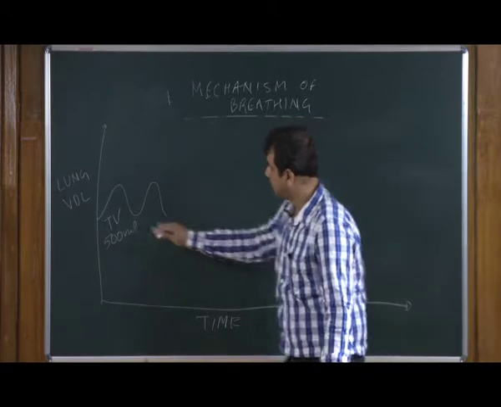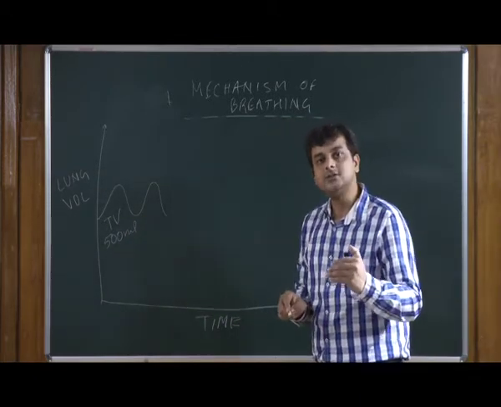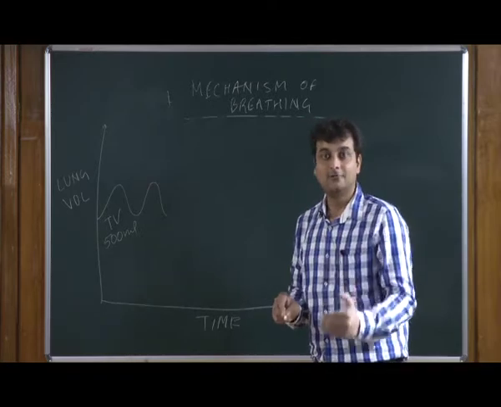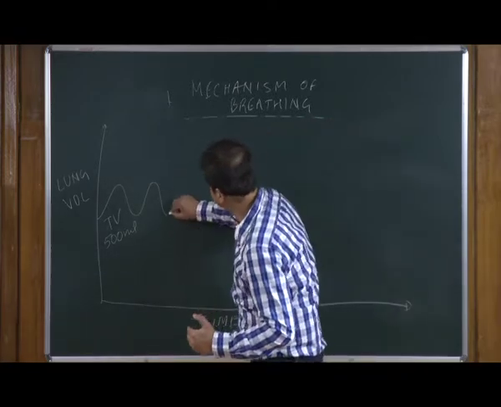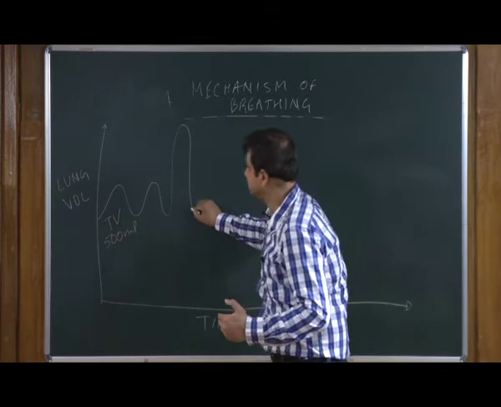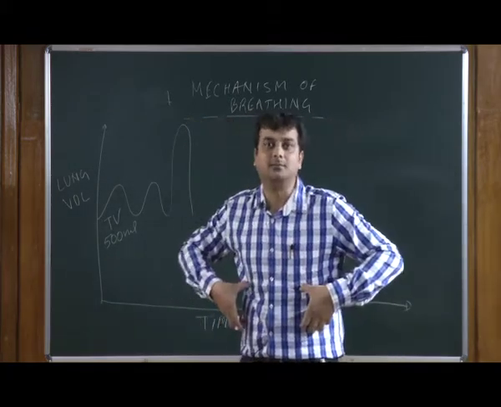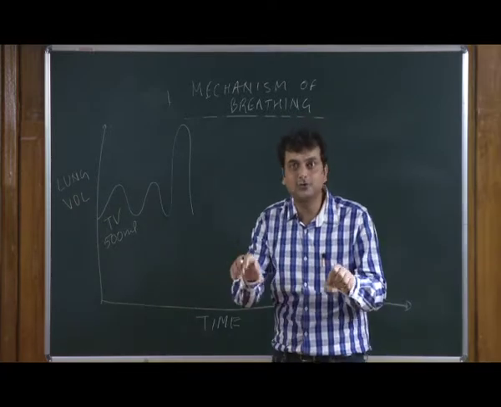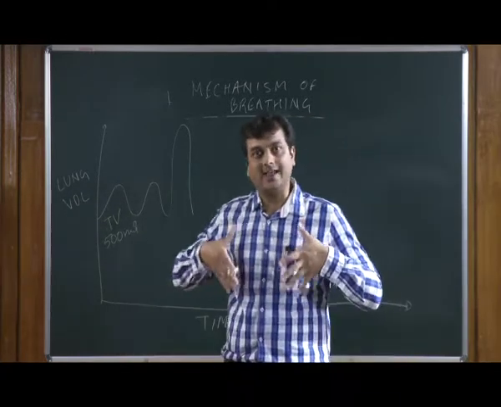Now, this is the routine process of breathing. Certain times we also do forceful breathing, forceful inspiration. At that time, when we do forceful inspiration, the volume is quite high. High means there is an involvement of abdominal muscle. The abdominal muscle is also doing some extra pressure in order to accommodate more air in the thoracic cavity.